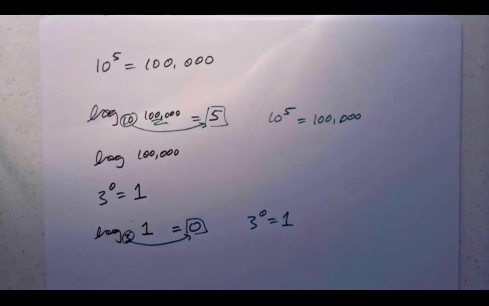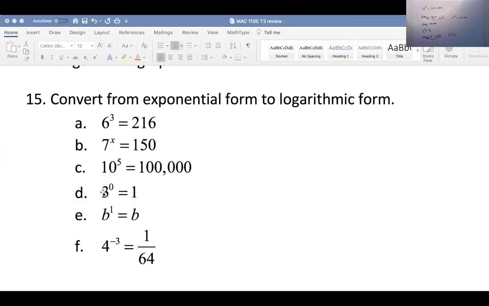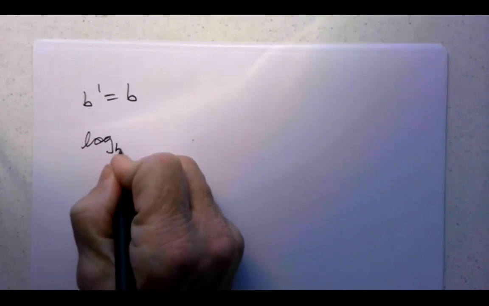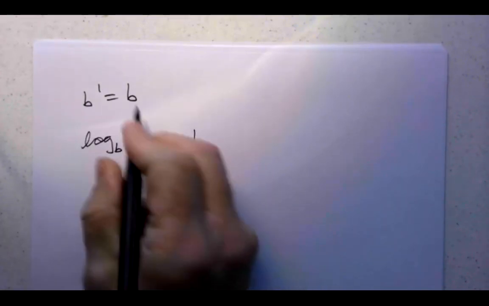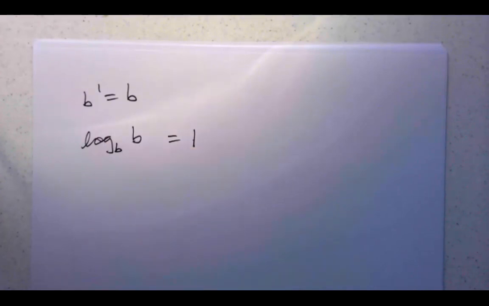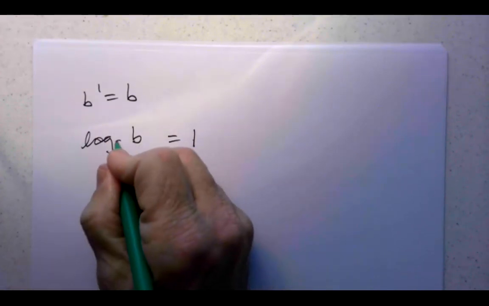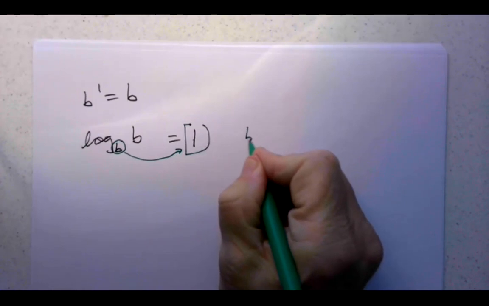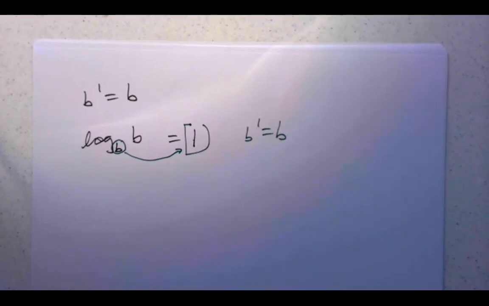All right, what's next? B to the 1 equals B. Okay. So how do we write that as an exponential? Excuse me, as a logarithmic. B to the 1 equals B. So log base, the base of the exponential is the base of the log, the exponent goes on the other side, and then the argument goes here. So it's log base b of b is 1. B to the first power is b is how we check that, which is what we started with.